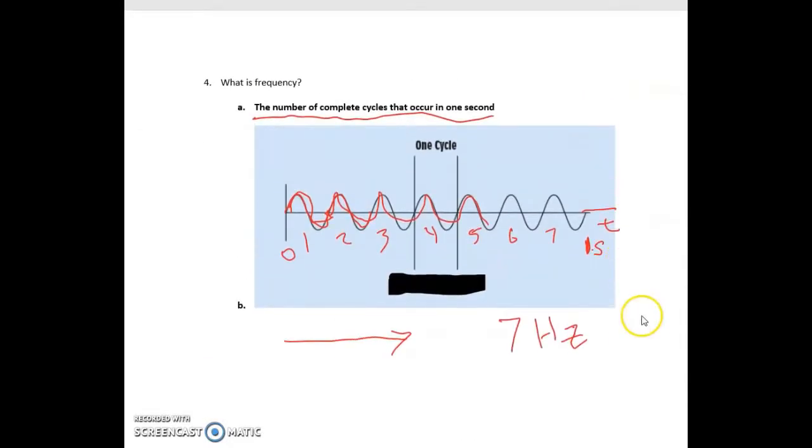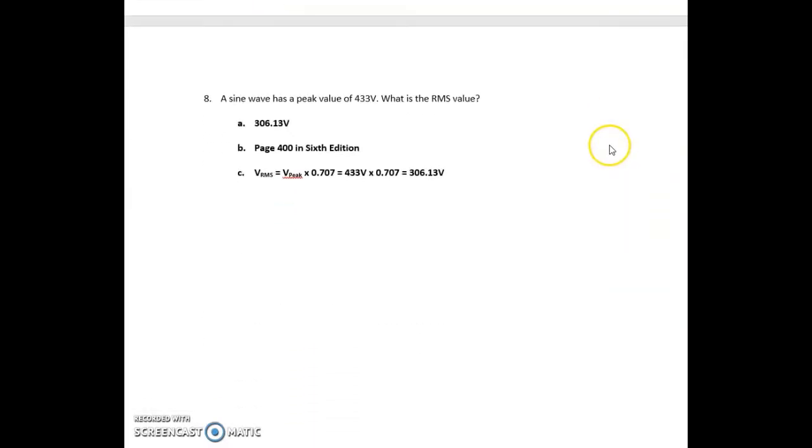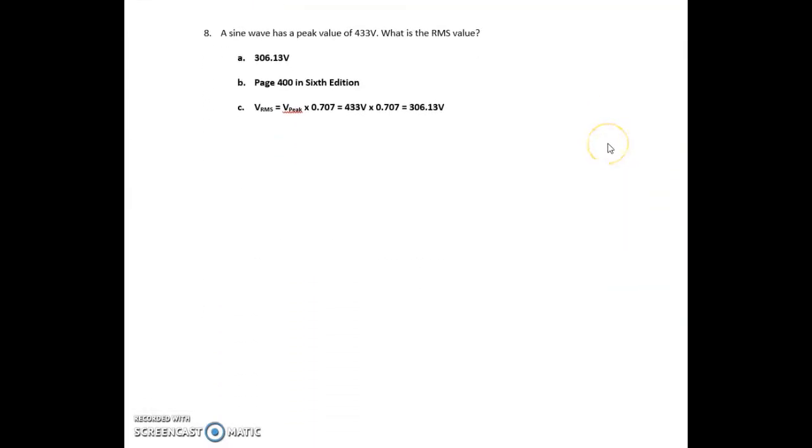Sorry, before I continue, the unit of measurement for frequency is hertz, and it is defined as the number of complete cycles that occur in 1 second. Okay, now we can continue on, jumping to number 8.